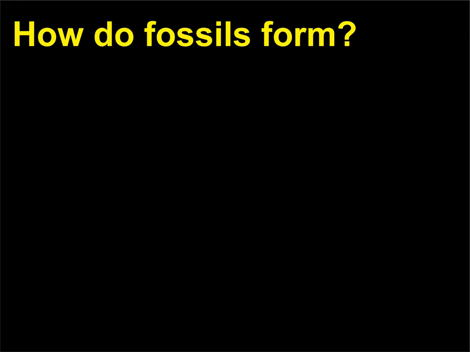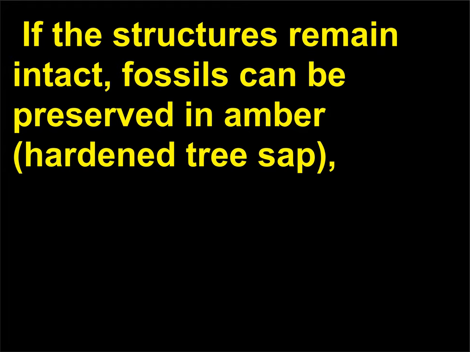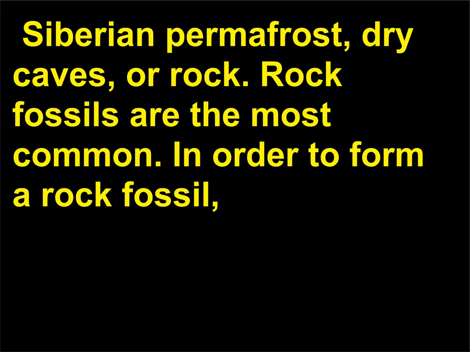How do fossils form? Fossils form rarely, since an organism is usually consumed totally or scattered by scavengers after death. If the structures remain intact, fossils can be preserved in amber, hardened tree sap, Siberian permafrost, dry caves, or rock. Rock fossils are the most common.